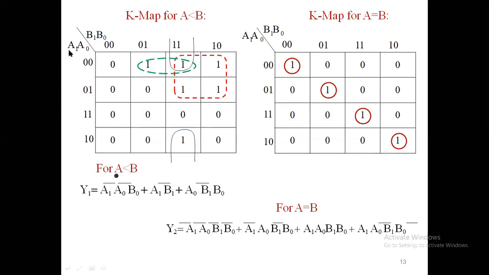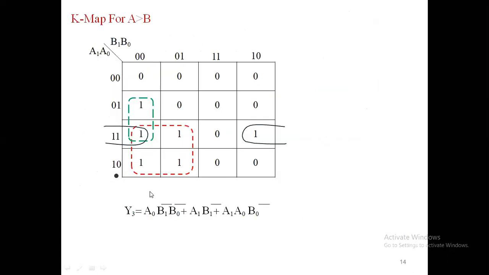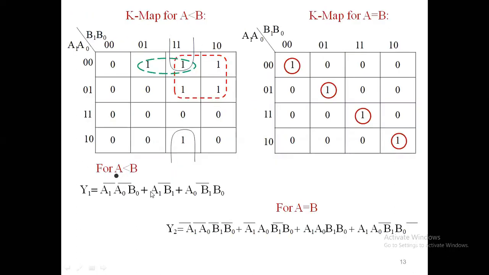So I write here A1 A0 and B1 B0. For this, I got the Boolean expression: A1 bar B1 A0 bar B0 plus A1 bar B1 plus A0 bar B1 B0.